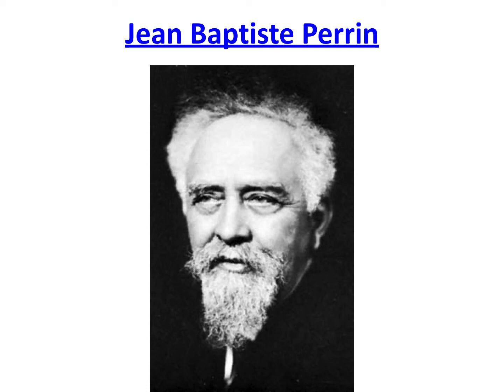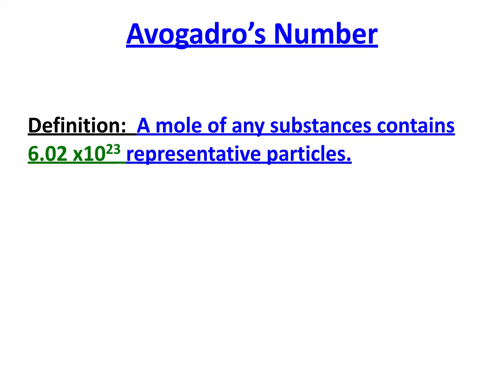So then Jean-Baptiste Perrin did more research and finally came up with Avogadro's number being equal to 6.02 times 10 to the 23rd, here's that fancy term again, representative particles.